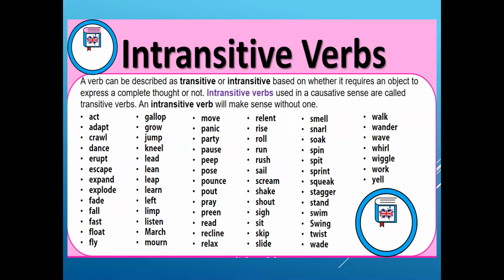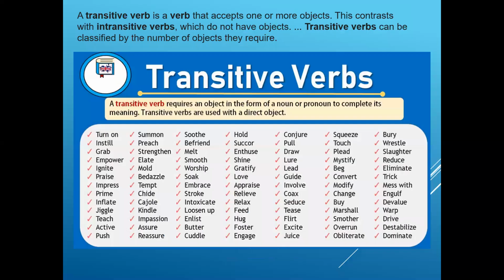So here you can see in the table samples of the intransitive verbs, which make sense without an object. Intransitive verbs used in the causative sense are called transitive verbs. And transitive verbs require an object in the form of a noun or pronoun to complete their meaning. So transitive verbs are used with the direct object. And here are some samples in a table that you can look at.